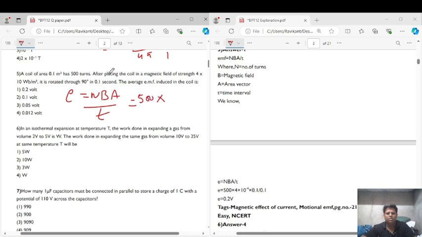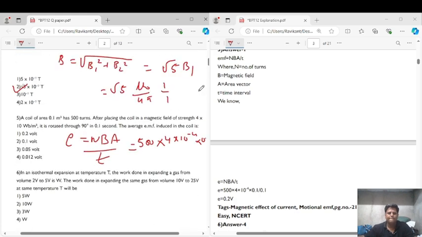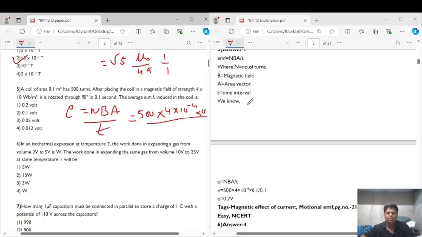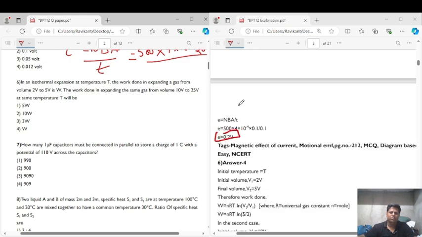B is 4 into 10 to the power of minus 4, into A is 0.1, divided by T, which is 0.1. So putting the values, we get E is equal to 0.2 volts. So the correct answer is option number 1. For question number 5, the correct answer is option number 1, that is 0.2 volts. It is a directly formula based question, and the formula used over here is E is equal to NBA upon T. Putting the values, we can easily get the answer. Now let's come to question number 6.